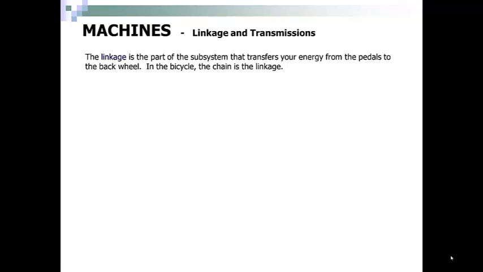The linkage is the part of the system that transfers your energy from the pedals to the back wheel. In the bicycle, the chain is the linkage. So here you have the gears, gear 1 and gear 2, and your chain is transferring force.